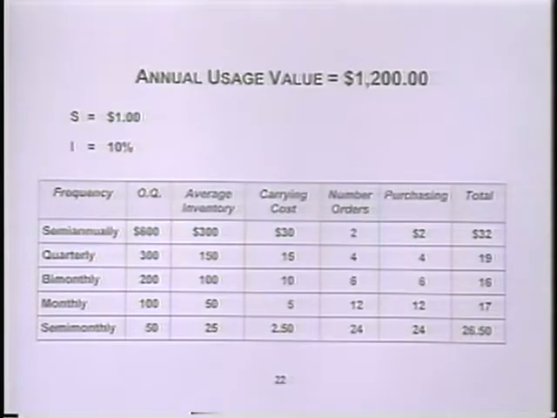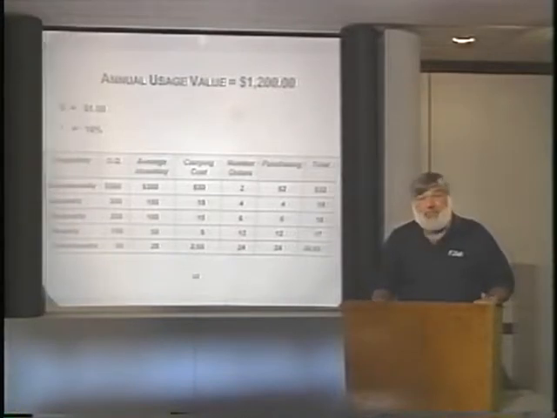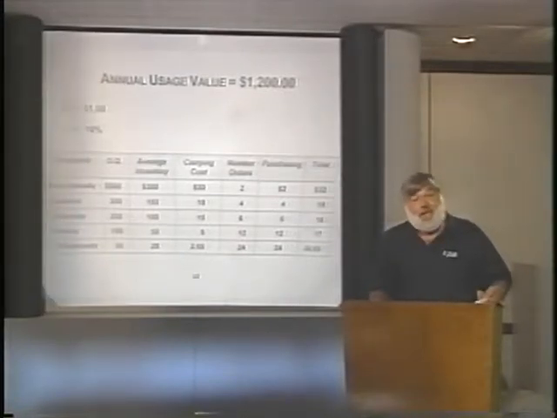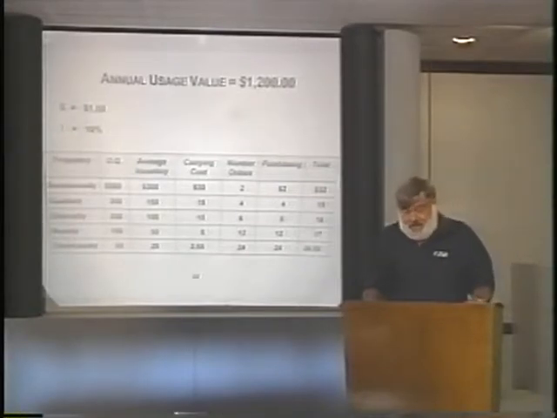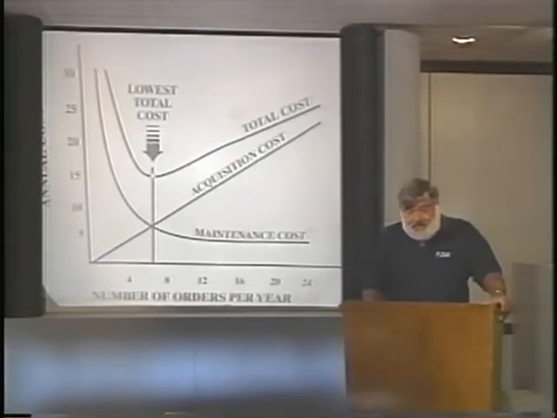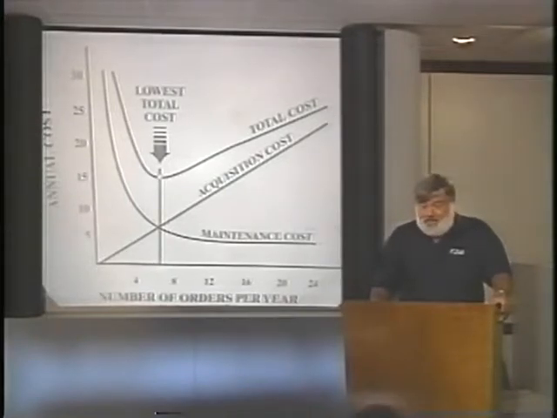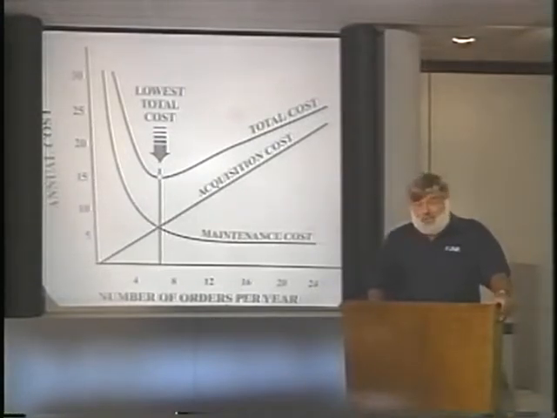Now, the EOQ formula actually was derived from the plotting of the carrying cost, the purchasing cost, and the total cost. And the graph for those cost figures is on the next exhibit, called the combination of annual cost on the left-hand vertical column to the number of orders per year on the horizontal column. Now, let me at least address the three curves for you.